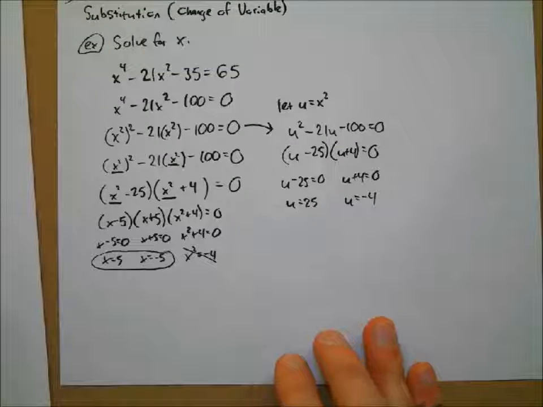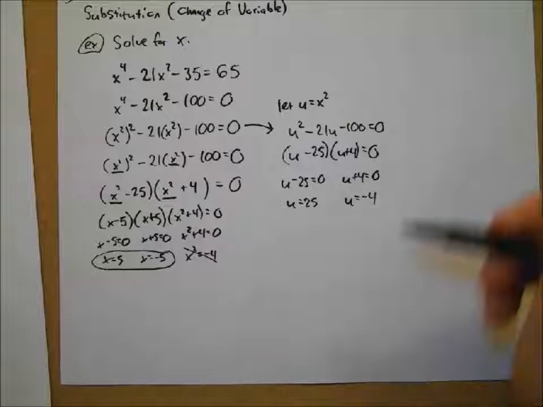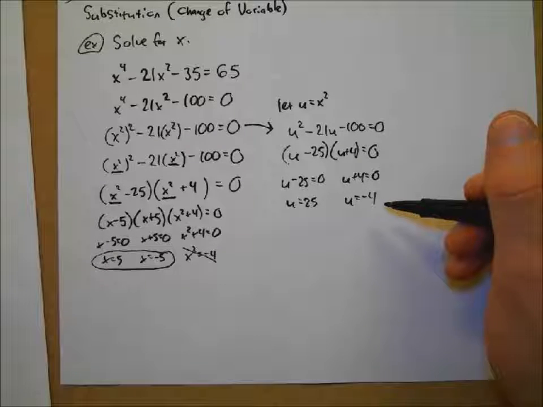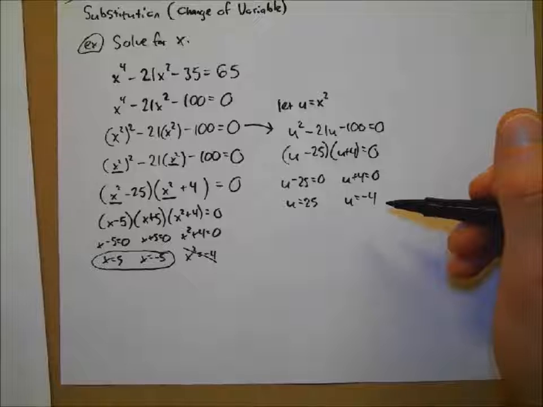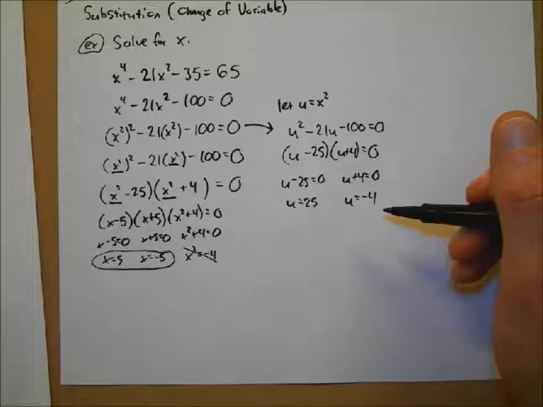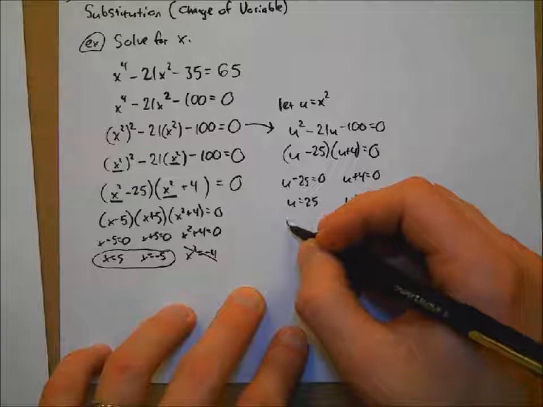Okay, so this is the change of variables part. But of course the issue here is, are we trying to solve for u? We'll take your silence as a no. We're trying to solve for x, right? So what can I put in place of u? X squared.